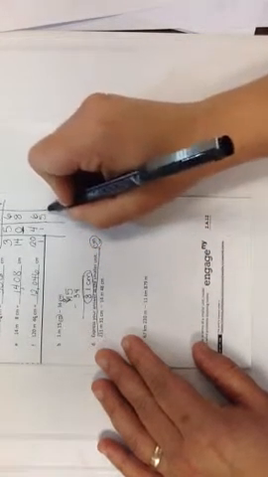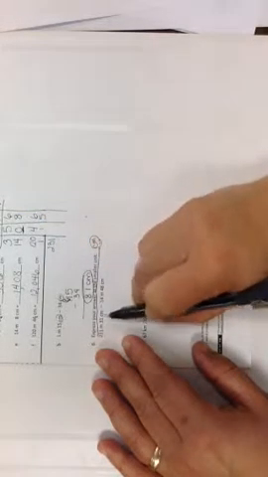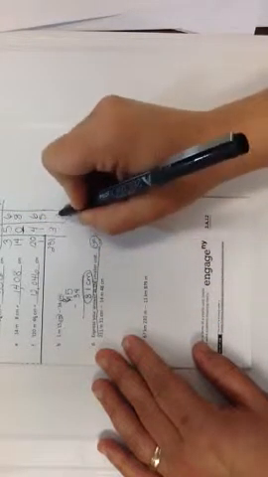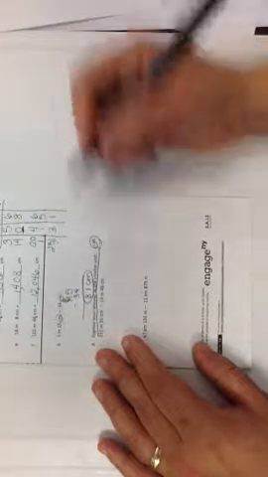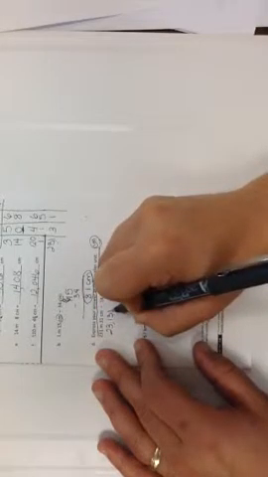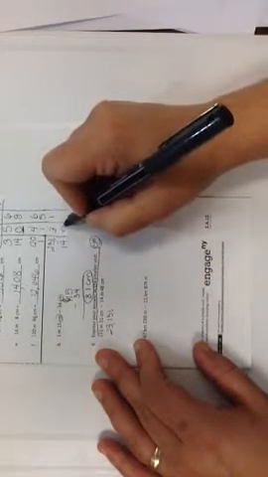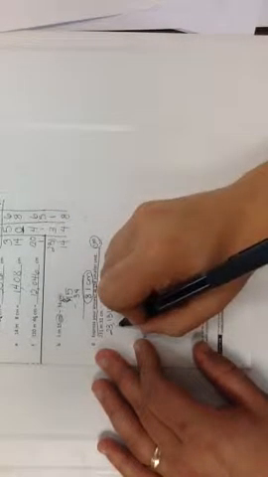So I have 231 meters and 31 centimeters. So the 3 goes there, the 1 goes there. 1, 2, 3. So this is 23,131 centimeters. And then here I have 14 meters and 48 centimeters.